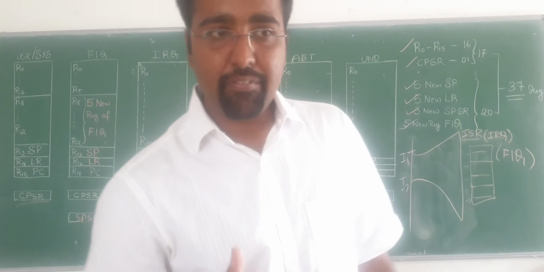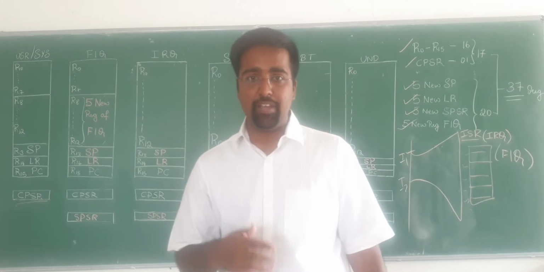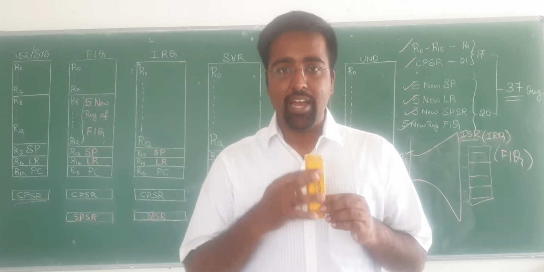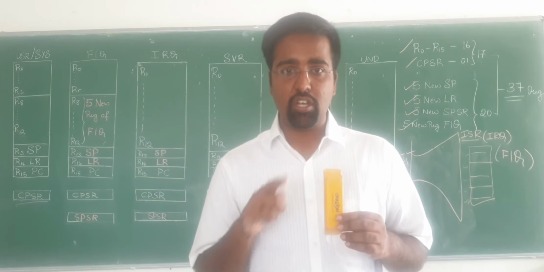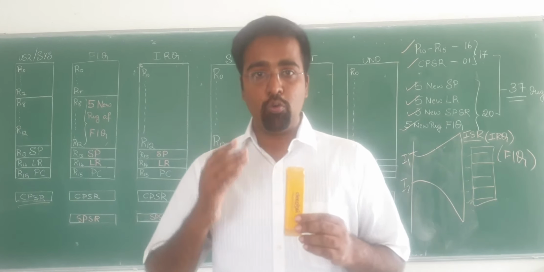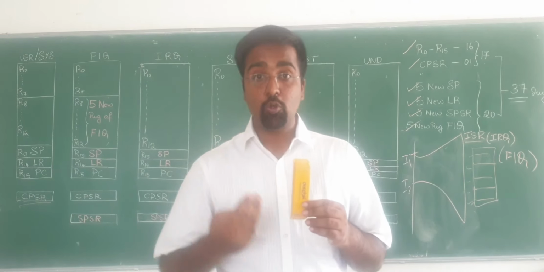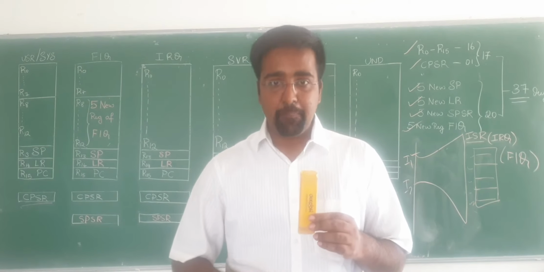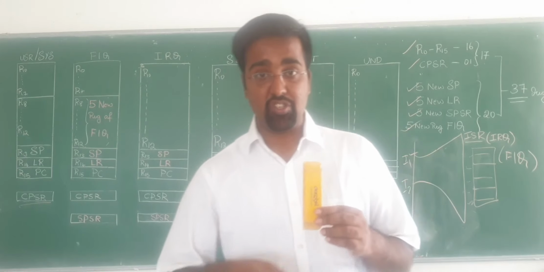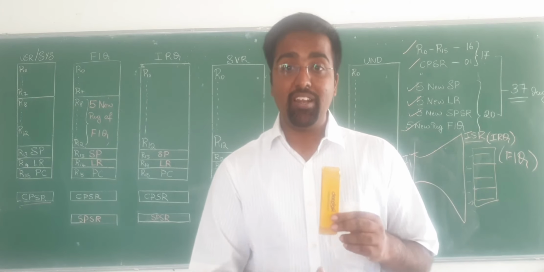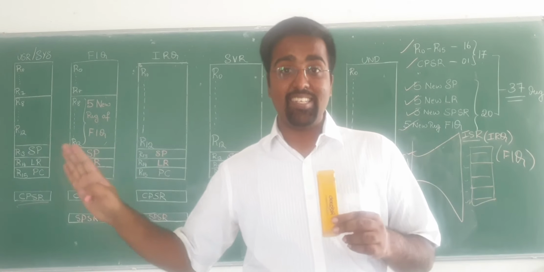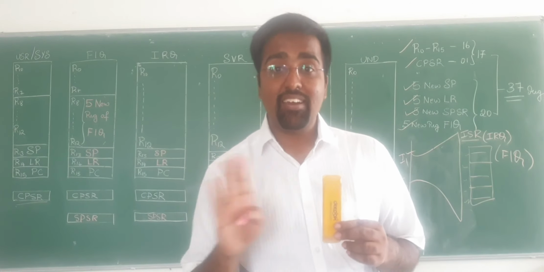We'll go with a quick revision of the concepts that we studied today. So how many registers does ARM have? It has a total of 37 registers. Out of 37 registers, R0 to R15, that is 16 registers, plus your CPSR, the current program status register, is 1. So a total of 17 registers are there with respect to your user and system mode, in which there is no other register.